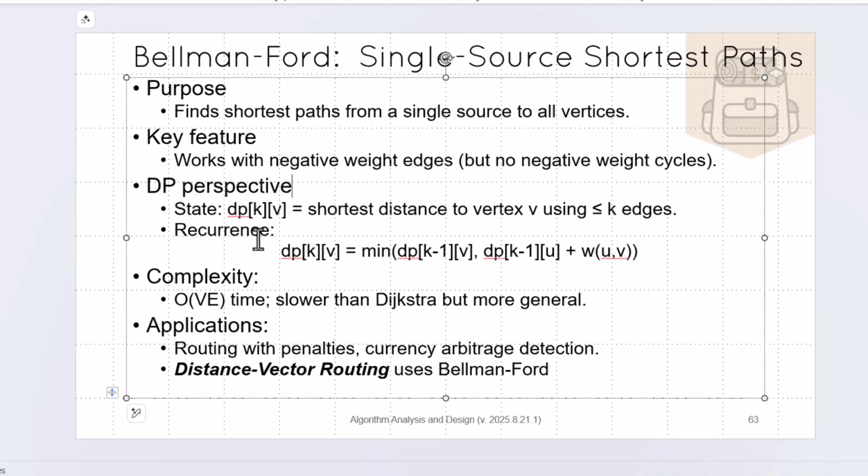Okay. Recurrence looks like this. So it's an optimization problem, right? We're finding a minimum here. dp at k, v equals the minimum of the dp at k minus 1, v and the dp at k minus 1, u, plus w, the weight, at u comma v. So adding that extra, the weight of that new edge.